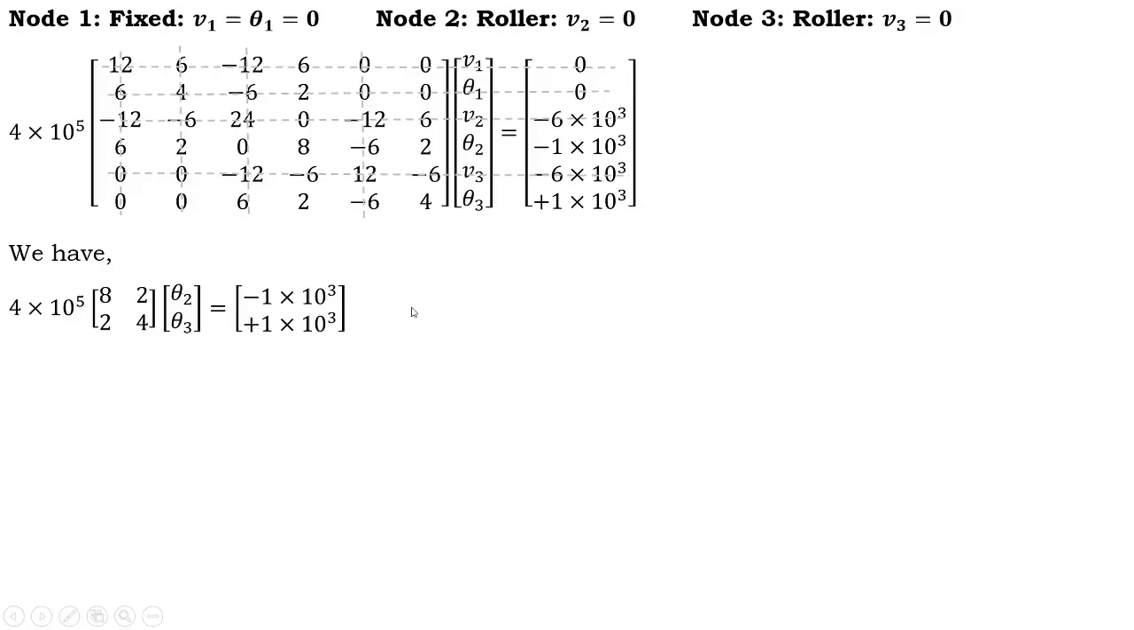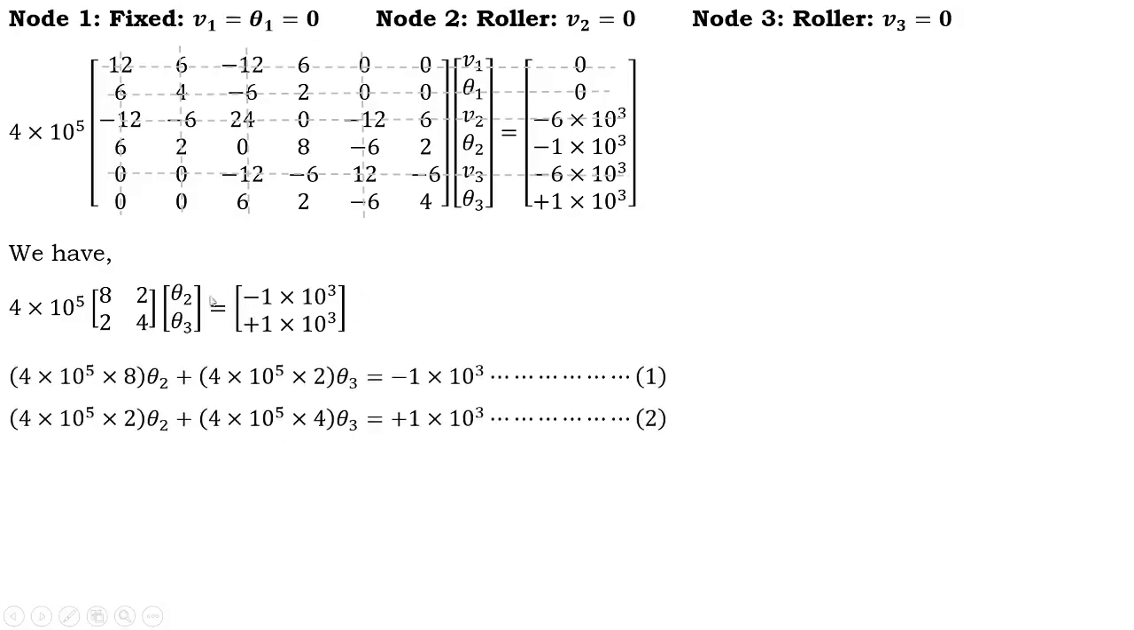Now I need to open this matrix to get the two equations, because I have two unknowns here, that is theta 2 and theta 3. So 4 into 10 to the power of 5 into 8 into theta 2 plus 4 into 10 to the power of 5 into 2 into theta 3 is equal to minus 1 into 10 to the power of 3. That is my first equation.